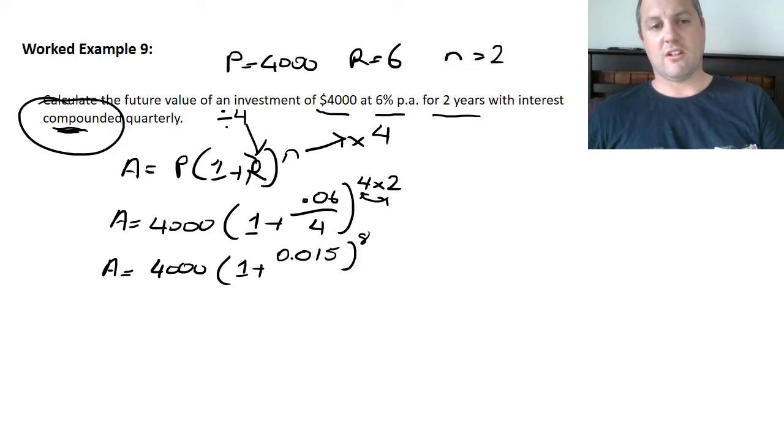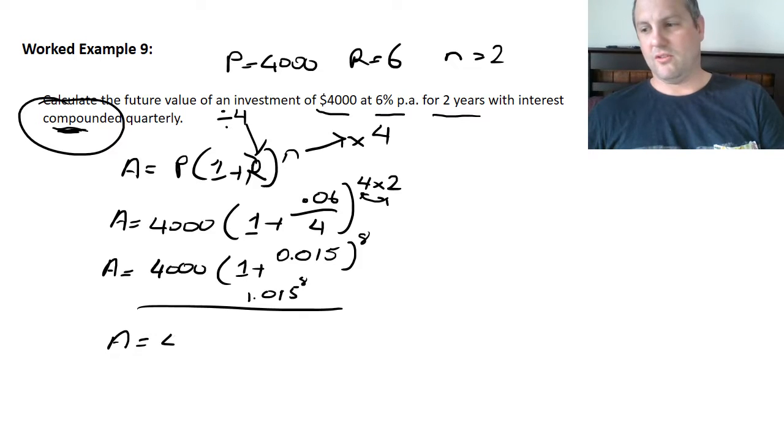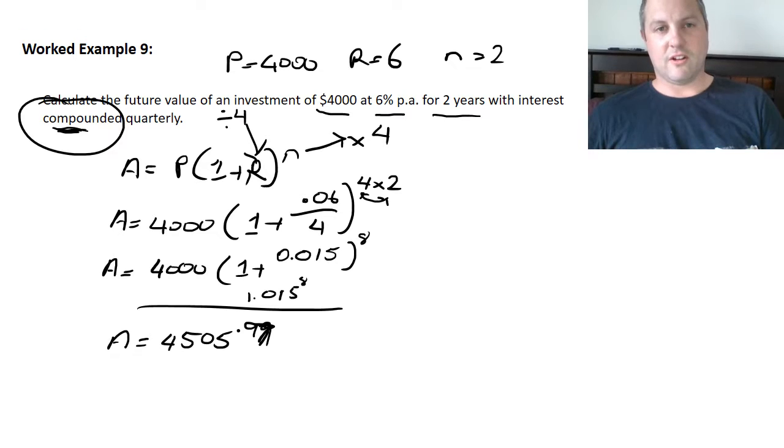When you put that in the calculator, so it's obviously 1.015 to the power of 8, you're going to have A equals 4,505.97. Oops, 7. That's a good 7. Alright, so the future value for our 4,000 investment is this one here.